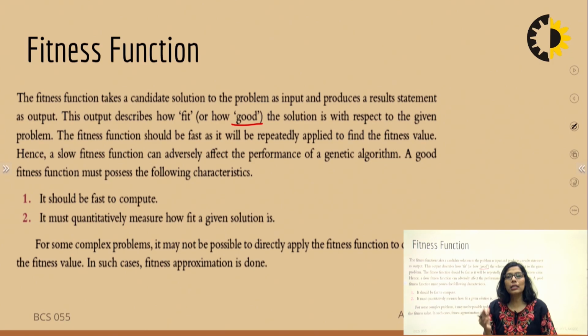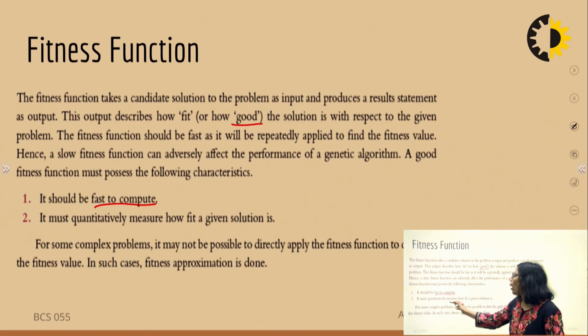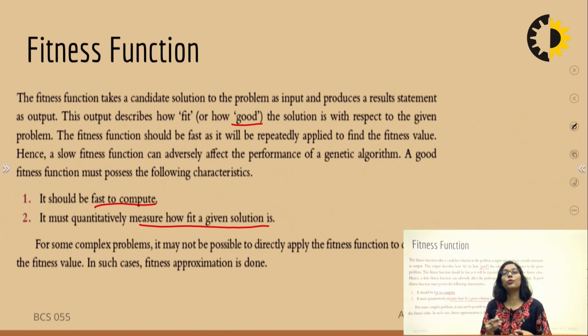Now, this fitness function should have a specific characteristic: it should be fast to compute. It should not take time to compute, obviously, because this is just one step. If I have to find the fitness value of all of these solutions, my fitness function should be fast enough that it gives me the values quickly. It also should quantitatively measure how fit a given solution is. It should not give me an abstract representation. It should give me some numbers so that I can judge, yes, this solution is fitter than the other solution.